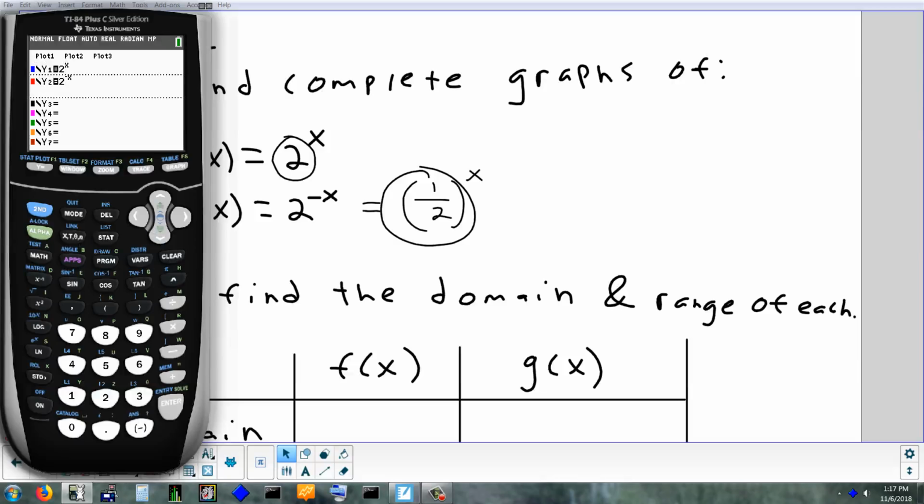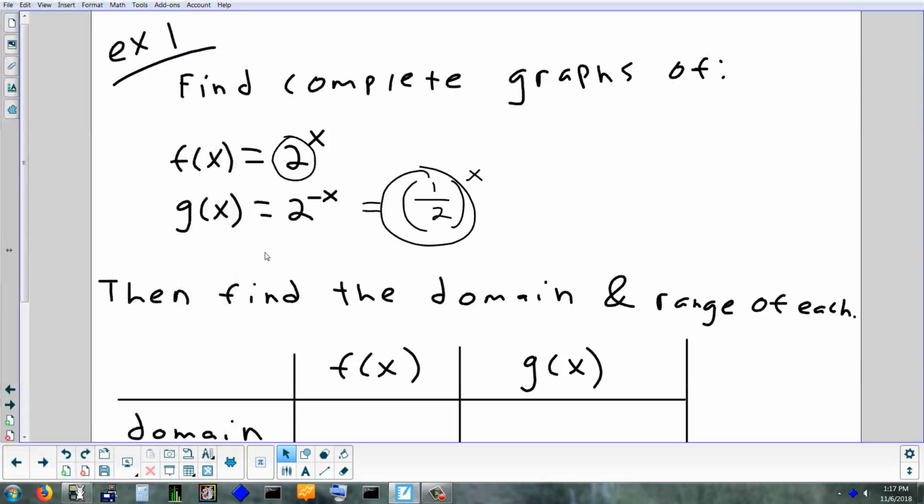Now, the other way you can think about this too is think of it as a transformation. This negative is inside the exponential function. Whenever we do stuff inside, that's a horizontal. If I put a negative on the outside, that's vertical stuff. What does a negative cause the graph to do? Yeah. It's going to flip over an axis.